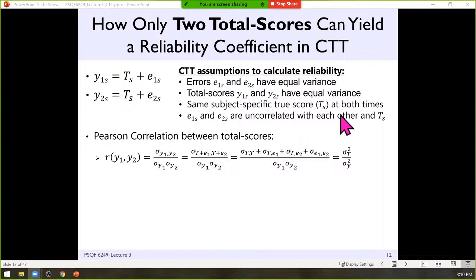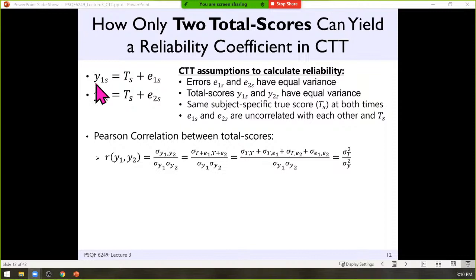So here's the logic by which, if you get two scores per person and you correlate them, that number all of a sudden becomes the proportion of total variance that's true. So it's a leap of faith.